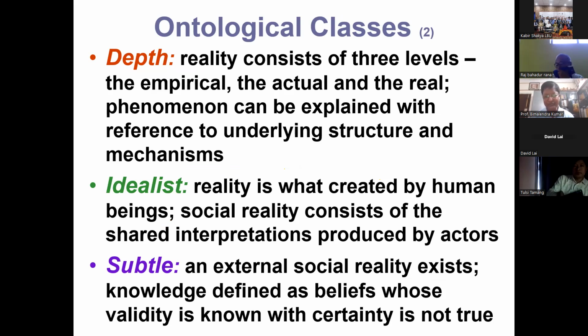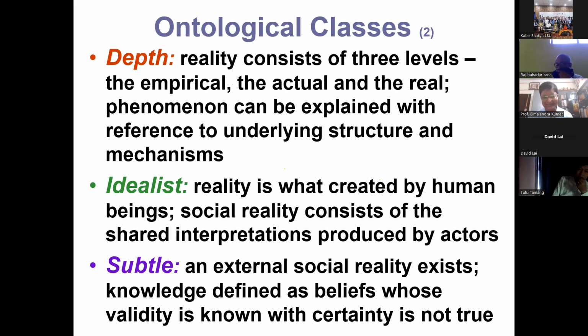So these are also some of the parts of our ontological study of the research, like depth. Reality consists of three levels: the empirical, the actual, and the real. There are three things. So phenomena, how the things or states are occurring, can be explained with reference to underlying structure and mechanism. On some of the things which are based upon the statistical data or through the research methods or methodology, we can explain the things.